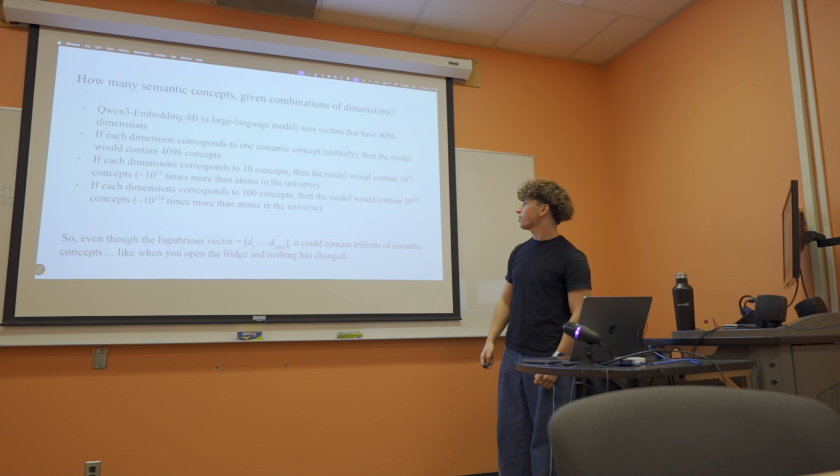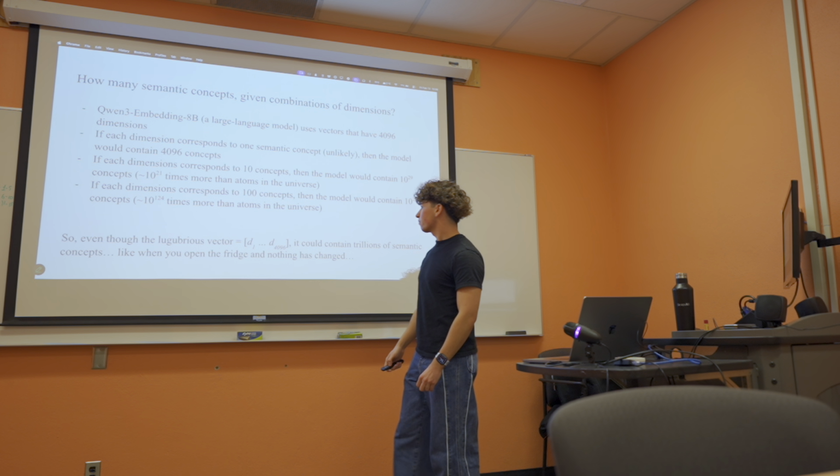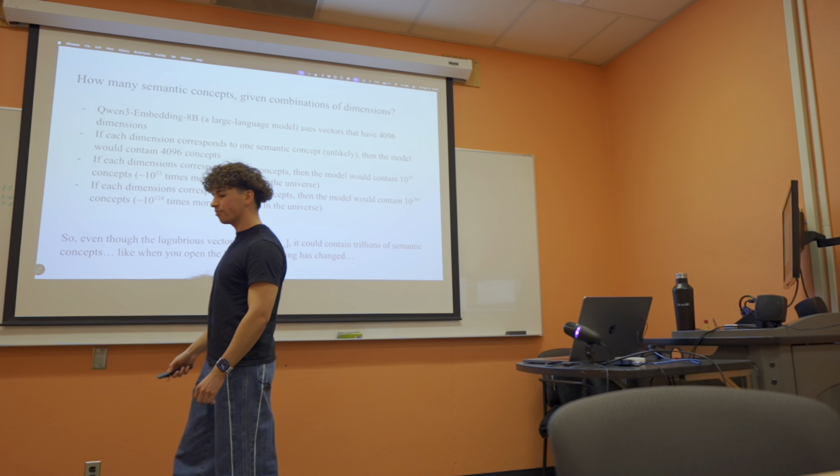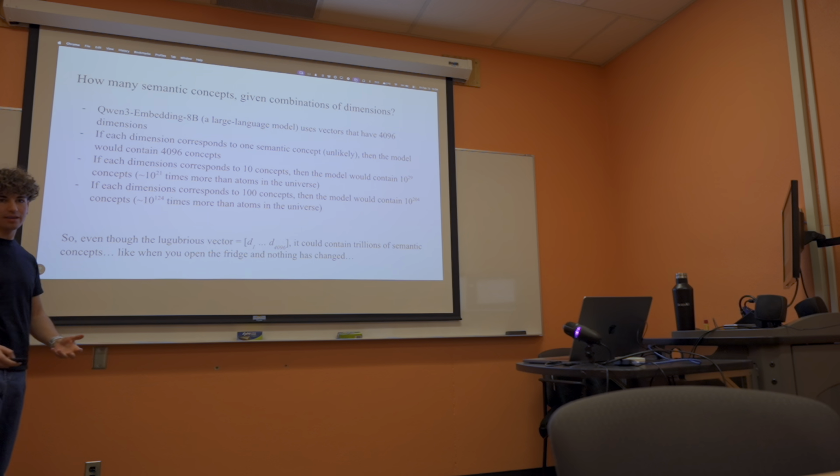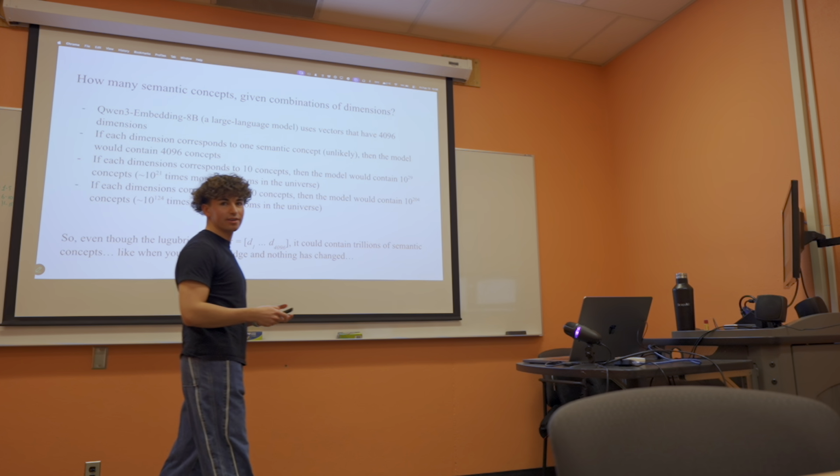So we can do some quick math here. The model I'm going to use in this talk has 4,096 dimensions. So if you assume that each dimension corresponds to 10 concepts, then the model will contain 10 to the 29 concepts, which is way more than atoms in a meter. And it's even more. If each dimension corresponds to 100 concepts, then the model will contain 10 to the 204 concepts, which is way more than atoms in the universe. So basically, these models likely contain trillions of concepts, which is really crazy.